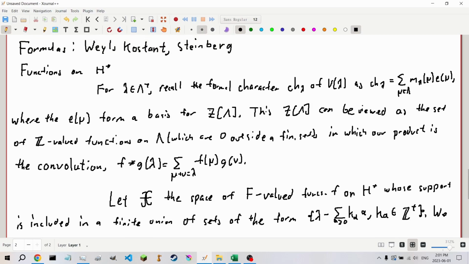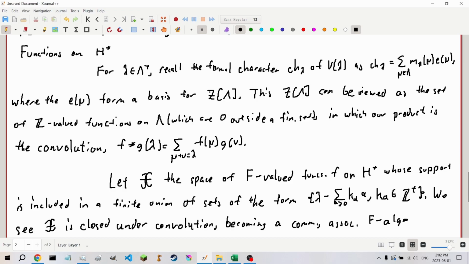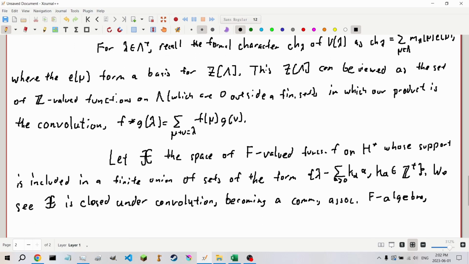And we see that our fancy X is closed under convolution, becoming a commutative associative F algebra containing the formal character of any standard cyclic L module.